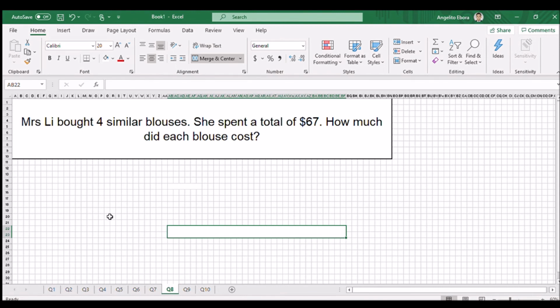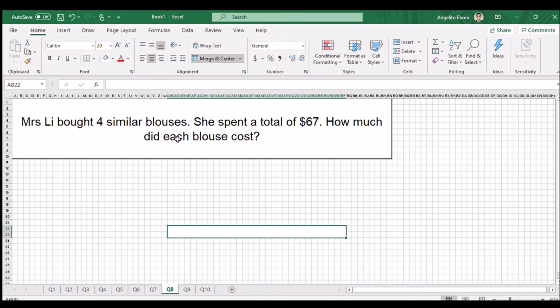Okay, we're on the last question. So Mrs. Lee bought 4 similar blouses. She spent a total of $67. So that means the price of the 4 blouses is $67. How much did each blouse cost?